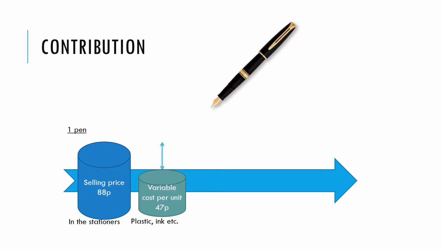So if we think of the variable costs, the actual costs involved in producing the item, the plastic, the ink, the little bits of metal and so on, if we say that those costs are 47p, then how much is contributed when we sell a pen? How much is the pen itself contributing towards the costs of the rest of the business? Well, the contribution per unit, or the contribution from each pen, would be 41p. The 88p minus 47p.